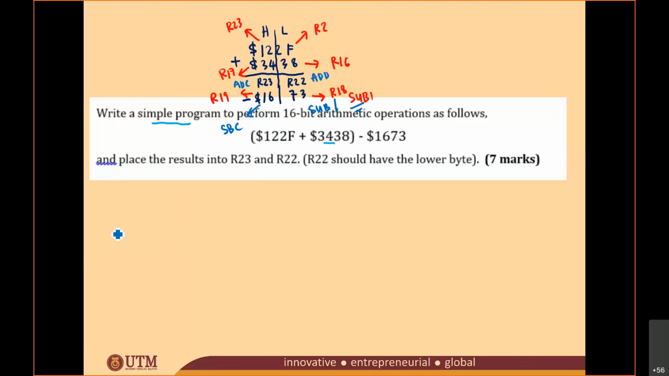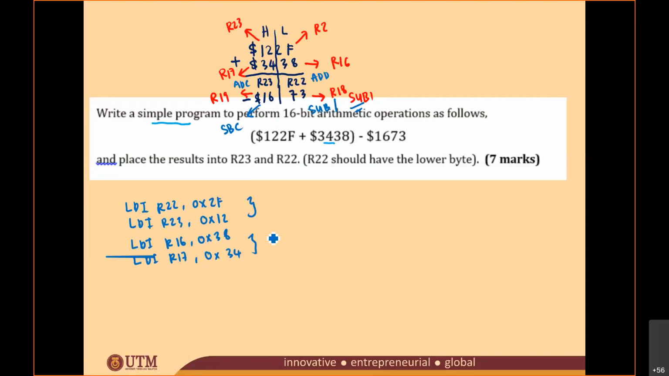Next, write down the program. First, LDI R22, 0x2F. LDI R23, 0x12. Okay, this is the first number. Load I R16 with 0x38. Load I R17 with 0x34. So this is the second number.